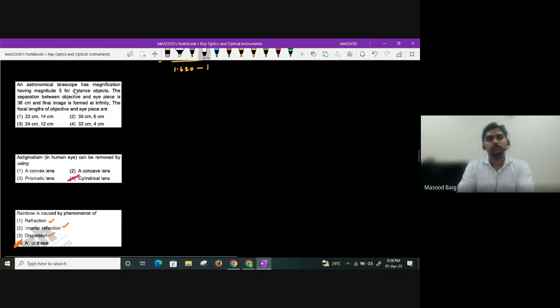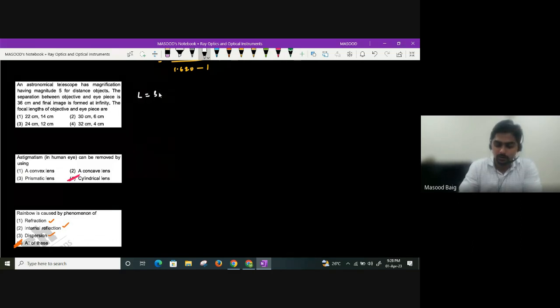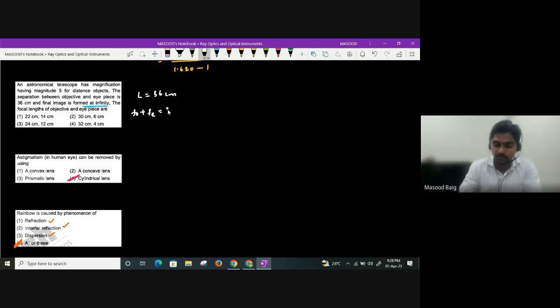An astronomical telescope has a magnification of 5 for distant objects. The separation between the objective and eyepiece is 36 centimeters. So it means length of the tube is given as 36 centimeters. Where is final image found, beta? Final image is formed at infinity. Means which eye condition? Relaxed eye. Length of the tube, how much? F naught plus Fe is 36 centimeters. Magnification is given as 5. So can I say F naught by Fe will be 5 or not?